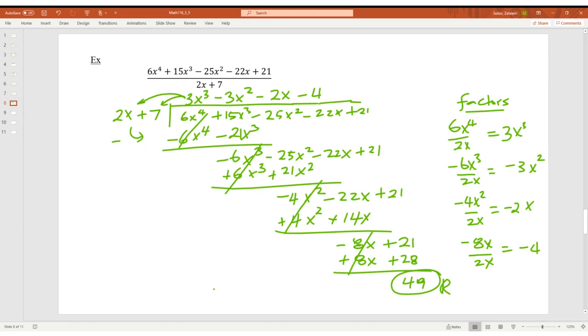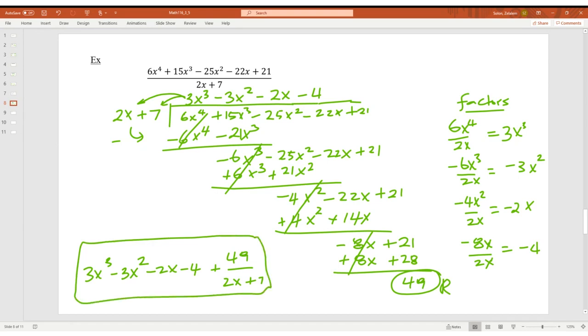Now, this is how you write the answer. So if you are asked for the question, the top is the question, and there's a remainder. So the answer is 3x to the power of 3 minus 3x squared minus 2x minus 4, then plus the remainder divided by the divisor, which is 2x plus 7. Okay. Specifically, if you are asked for the remainder, it is 49. The quotient is the top one, but when you write it, you write the remainder divided by the divisor.